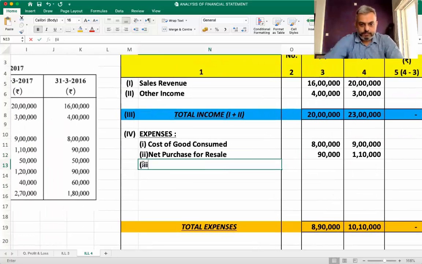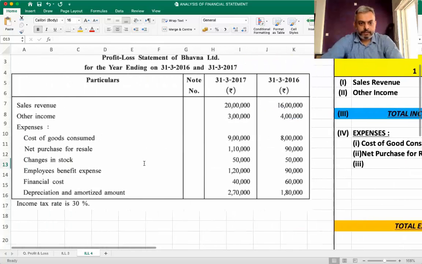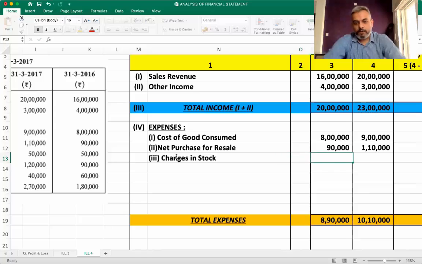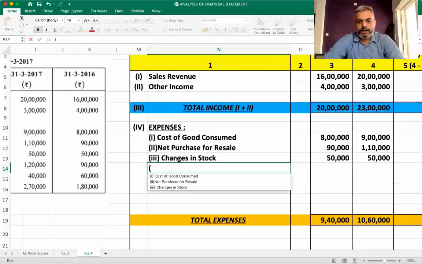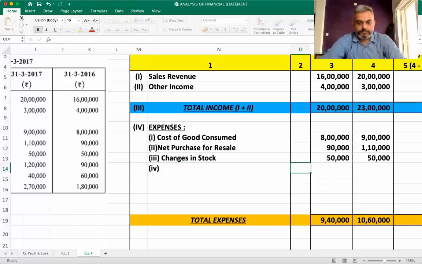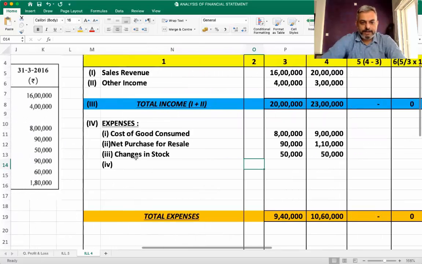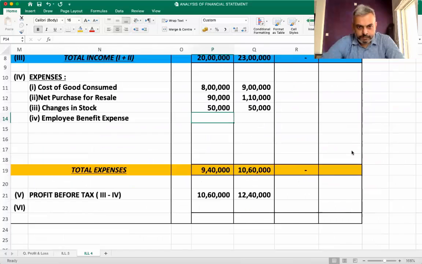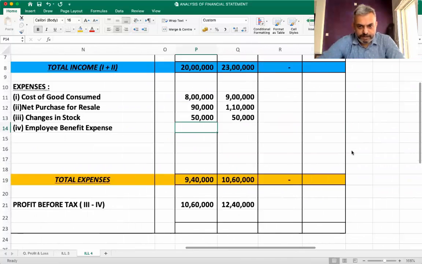Third, changes in stock, 50-50. Changes in stock positive means what? Positive means opening stock is more than the closing stock. If it is negative, it means what? Reduction of expense, so your closing is more than your opening stock. In one of the sums you will see this. Fourth, employee benefit expense. Employee benefit expense is 90 and 120.